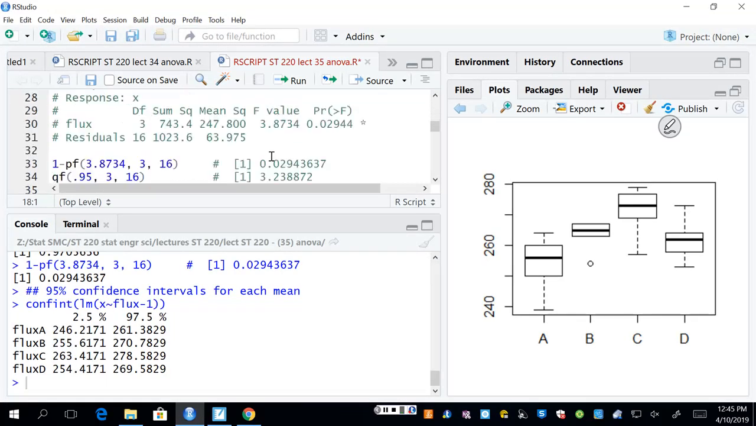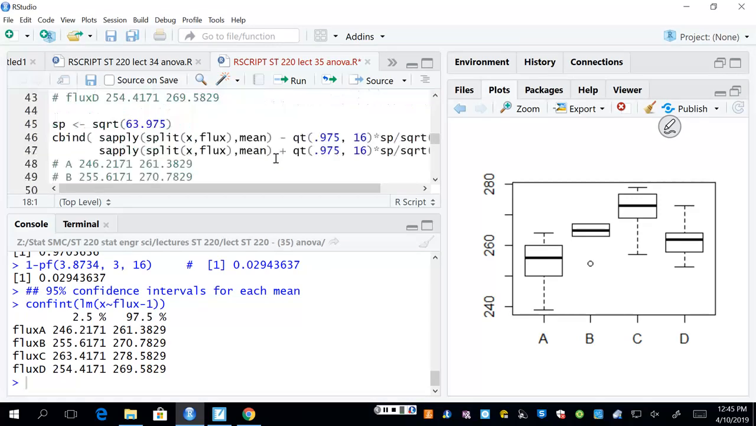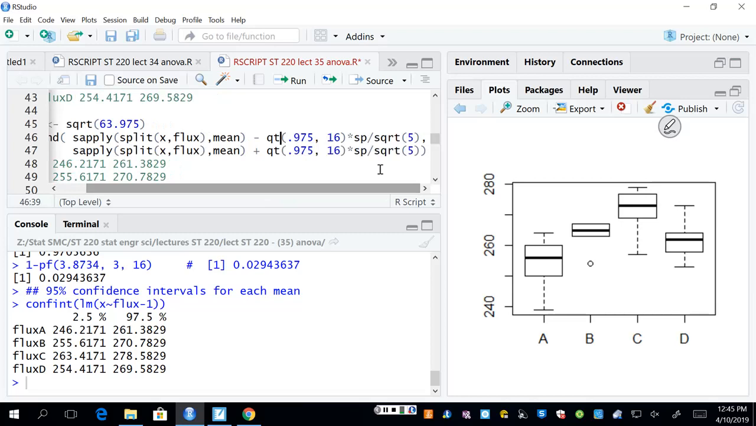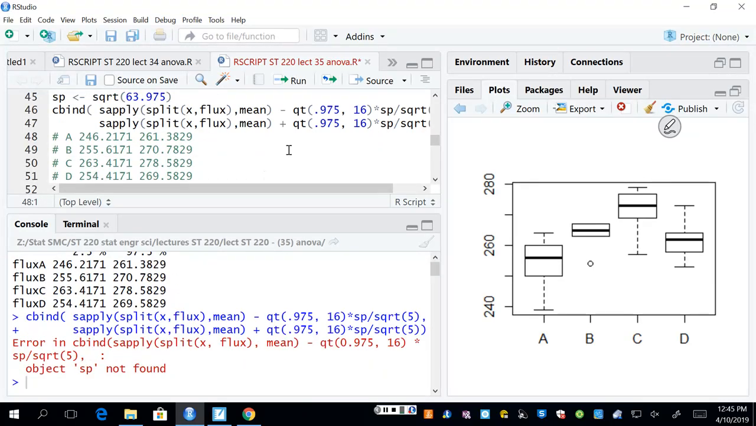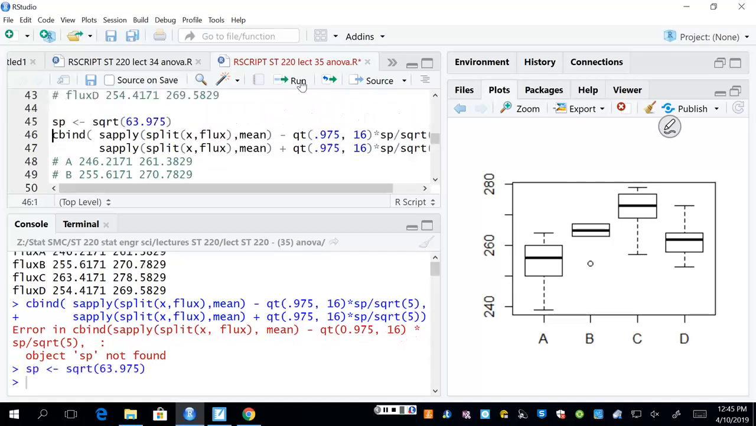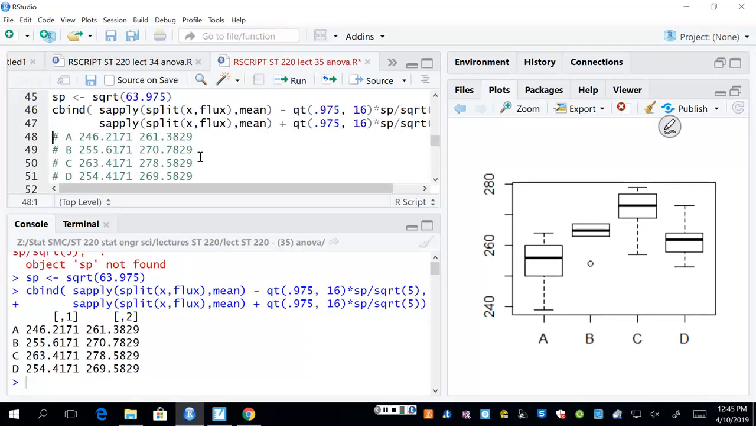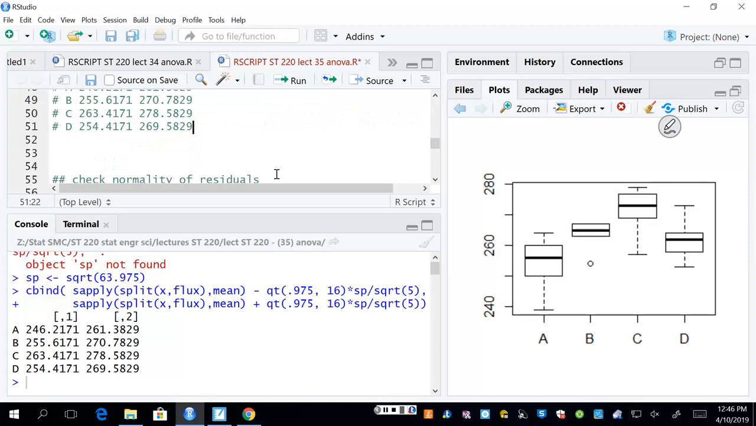And so actually just computing those, we take the means times the t-value times S_p, divided by the square root of 5, since they all have a sample size of 5. This one does the minus, and the next one does the plus. And this cbind is a column bind, binding these two things together. Running that whole thing, you just define S_p there, and it gives the same intervals that were in that other statement.